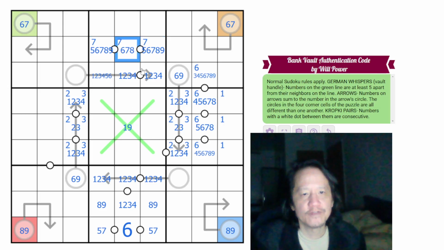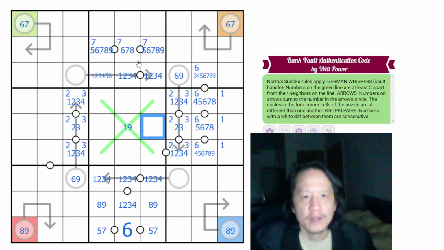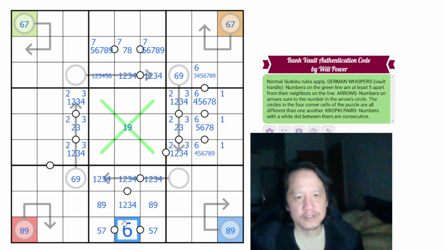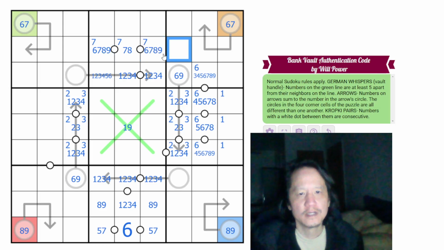And this can't be 5, because if it's 5, it has to be 5, 6, and 7, either way. And this can't be 6 then, because of this 6. So now it must be either 6, 7, 8, or 7, 8, 9. So this can't be 5 either. So we know 6 has to be one of these 2 digits. Therefore, this cannot be 6.